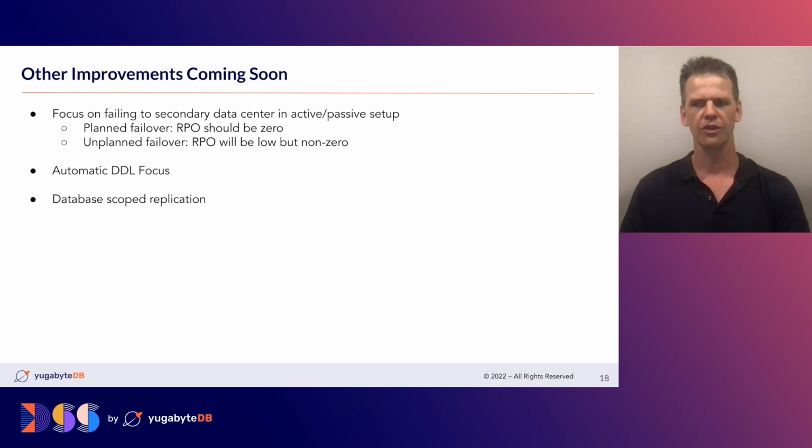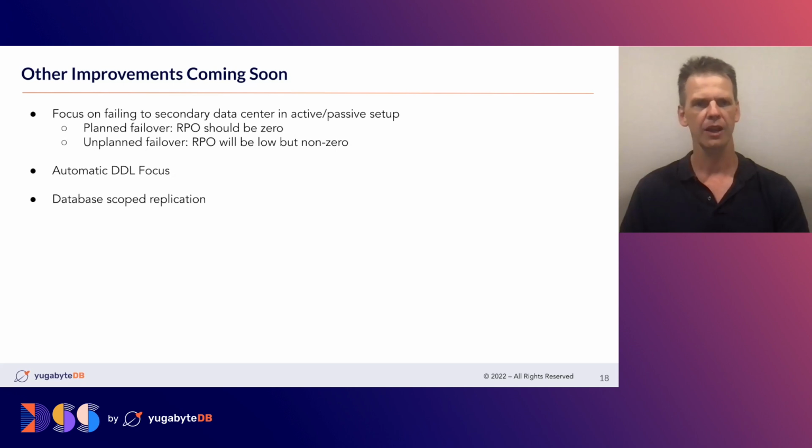So we want to make sure that if I'm failing over from my source cluster to my destination cluster, all the changes from my source cluster have been applied to my destination cluster before I fail over. So my recovery point objective, or my RPO, should be 0. And there's some improvements coming in the next release, which will help make that a lot easier.